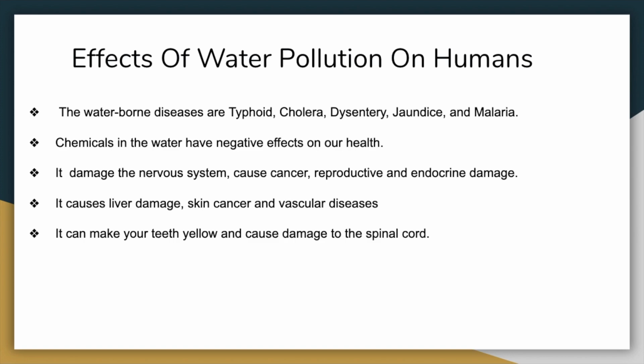Nitrates are especially dangerous to babies that drink formula milk. Lead can accumulate in the body and damage the central nervous system. Arsenic causes liver damage, skin cancer, and vascular diseases. Fluorides in excessive amounts can make your teeth yellow and cause damage to the spinal cord. Petrochemicals, even with very low exposure, can cause cancer.